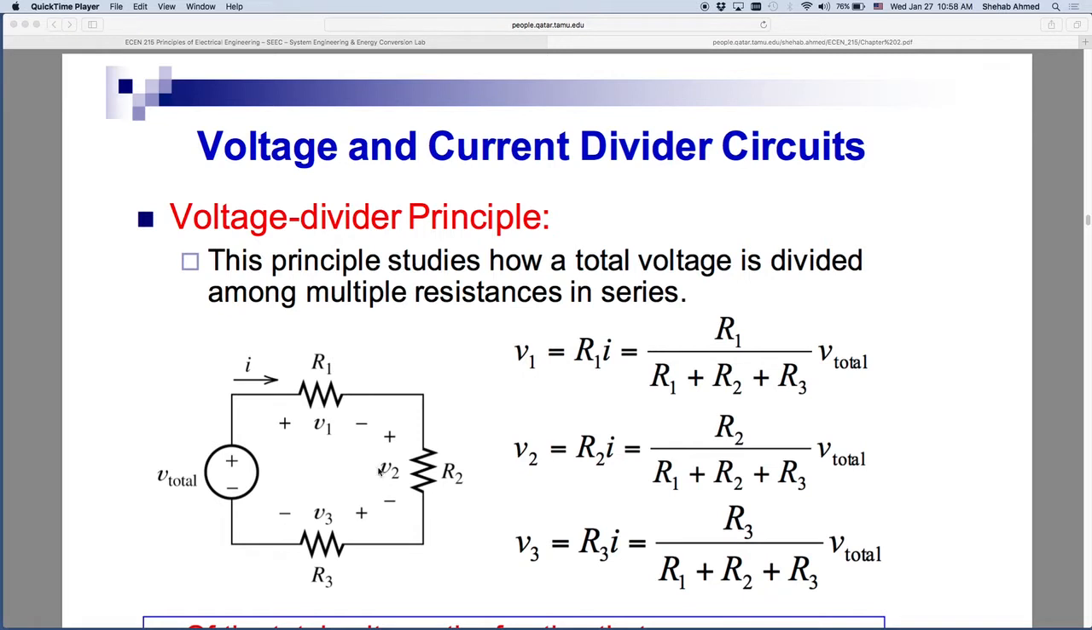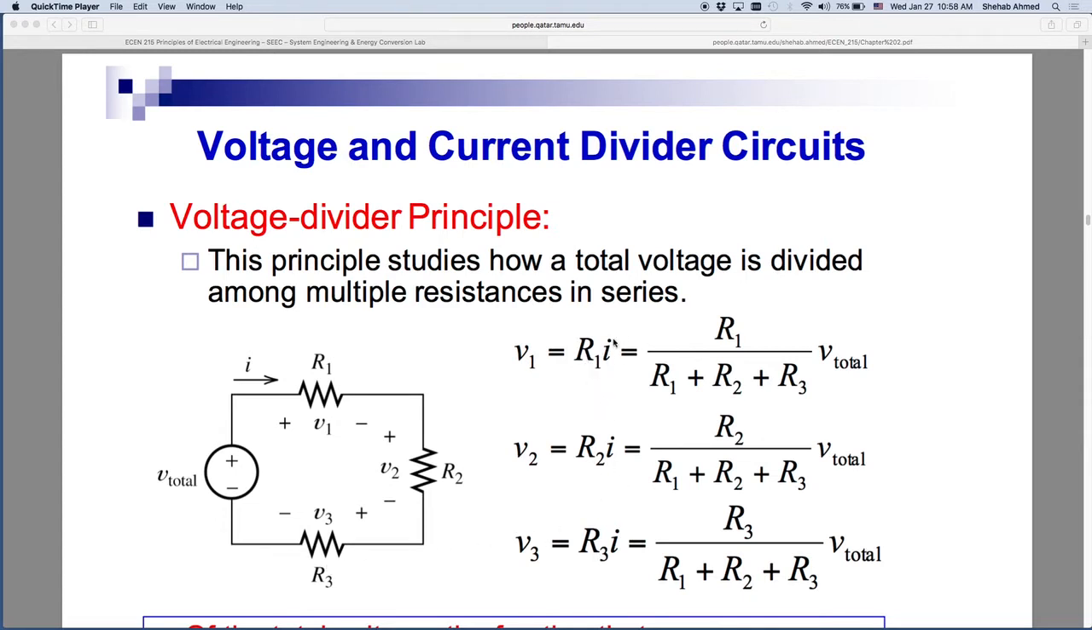And I will label them V1, V2, and V3. So if I would like to know what V1 is, I will take this current and multiply it by this resistance R1. If I want to find V2, I will take the same current, right, because it is a series circuit, multiplied by the resistance R2. If I would like to find V3, I will take the same current multiplied by the resistance R3. And that's what we have here.